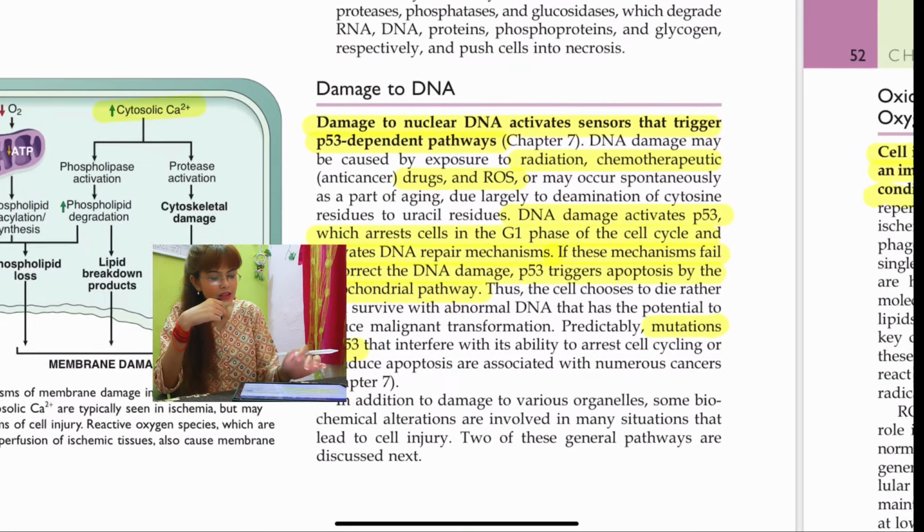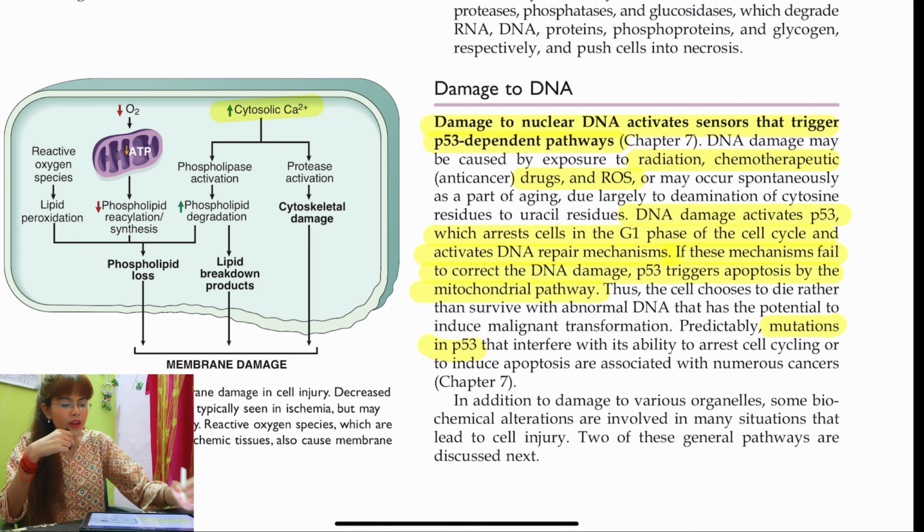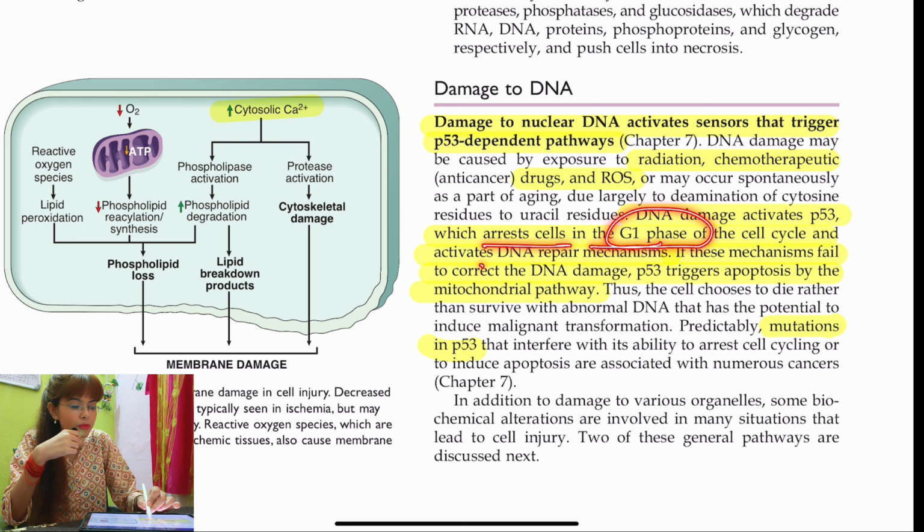So the damage to DNA is another important factor. Now you must know that whenever the DNA is damaged, initially there is no apoptosis. First, the body will try to repair it. It will activate the p53 gene, and the p53 gene will arrest the cell cycle in the G1 phase. Whenever there is any kind of damage to the DNA in a cell, first the p53 will get activated, which will arrest the cell in the G1 phase, and it will try to repair the DNA. But if this repair mechanism fails, then only there's going to be apoptosis.